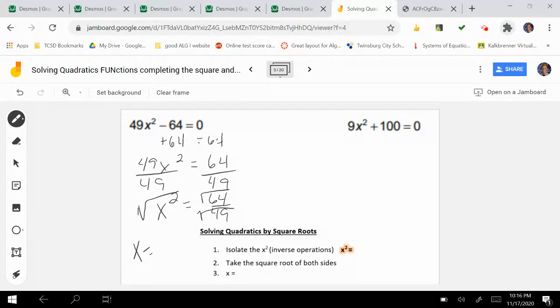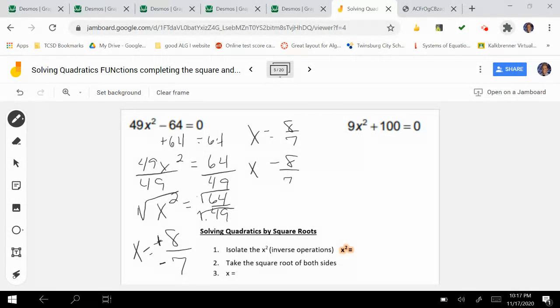What's the square root of 64? 8. What's the square root of 49? 7. And remember, anytime you do this square root, we get a plus and a minus combo. So it's plus minus 8 over 7. So I have 2 solutions. It's x equals 8 over 7, that's the right, and then the left would be -8 over 7. So 2 solutions for that problem.